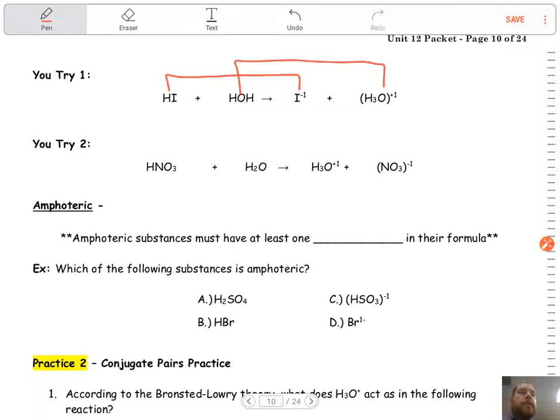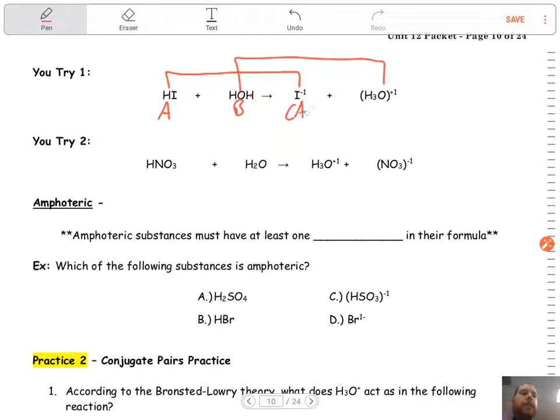Pair them up first. Again, if you can visualize it with your eyes, guys, after 5 or 6 problems, great. If you need to draw the brackets, draw the brackets. Okay, it doesn't hurt anything to do that. HI lost an H, it's an acid. HOH, 1, 2, became 3, so it gained an H. Base, conjugate acid, conjugate base.